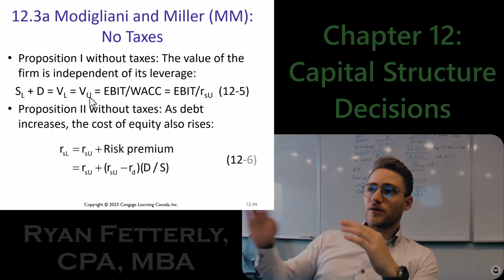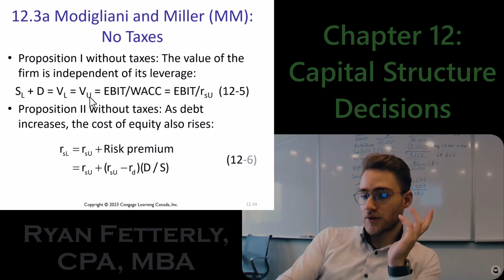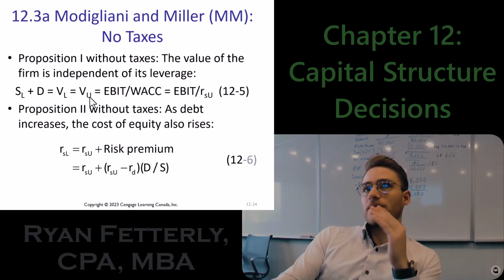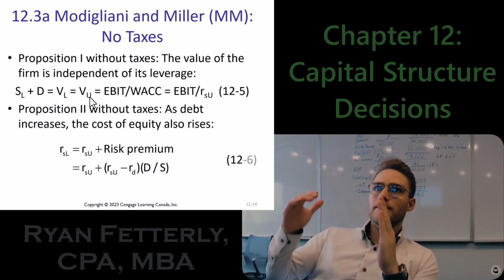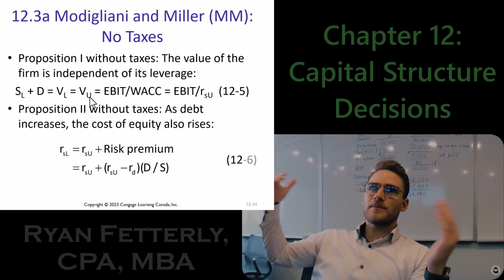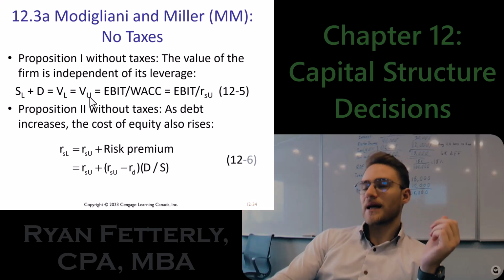They're still paying out total returns that are pretty much identical. In Proposition 2, if there's no taxes, as debt increases, the cost of equity also increases, right? So even if debt was at a lower cost, as I issue more debt, my cost of equity is just going to go up. My weighted average cost of capital ends up being the exact same no matter what I do, because I'm not getting any benefits from taxes.